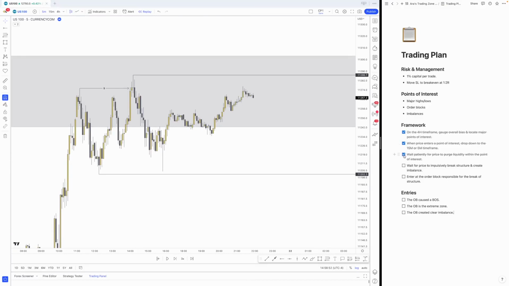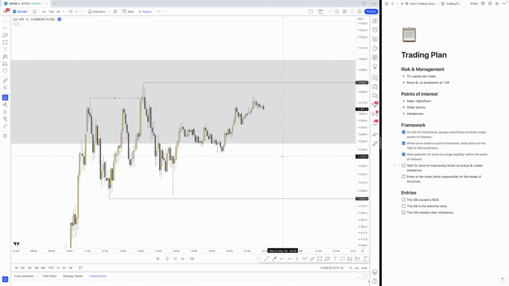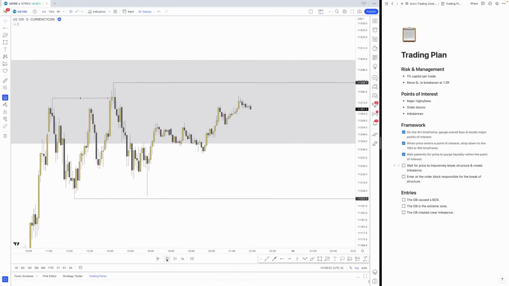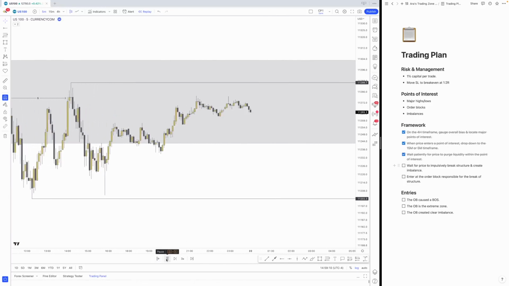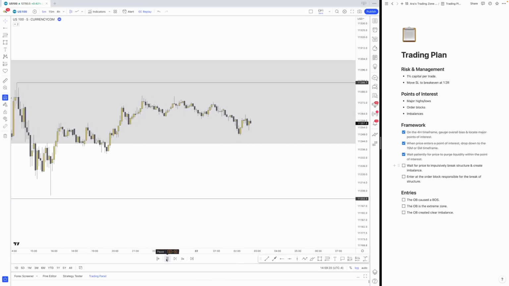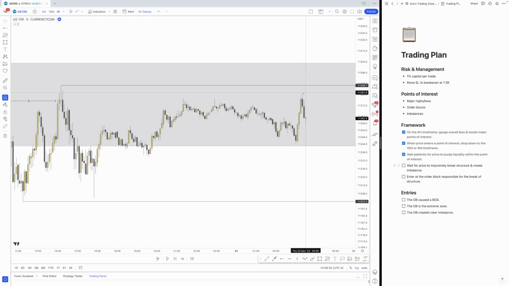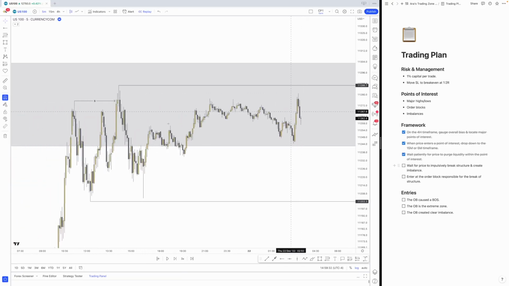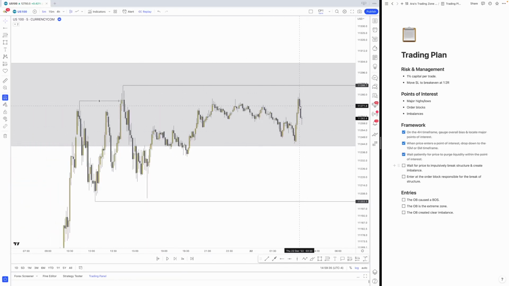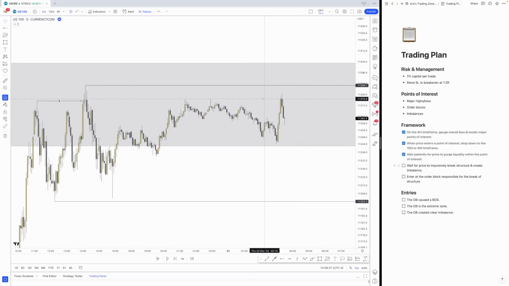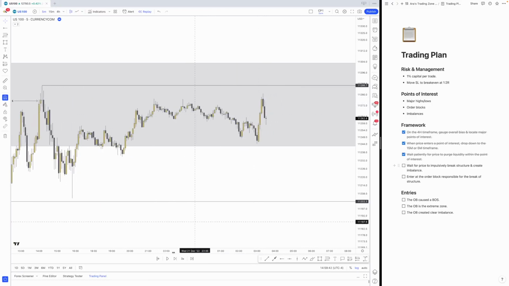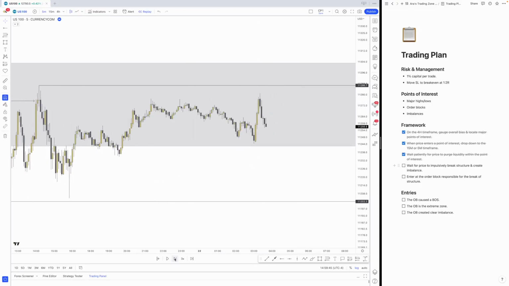So we can check that off the list. And of course, the next step is wait for price to impulsively break structure and create imbalance. Let's continue to play price forward and we'll see how this develops. Okay, so this is interesting. We made a big push to the upside, but failed to create a new high. So we're definitely still within this range. That shows some momentum, but it could just be more liquidity grab for purging the liquidity above these highs.